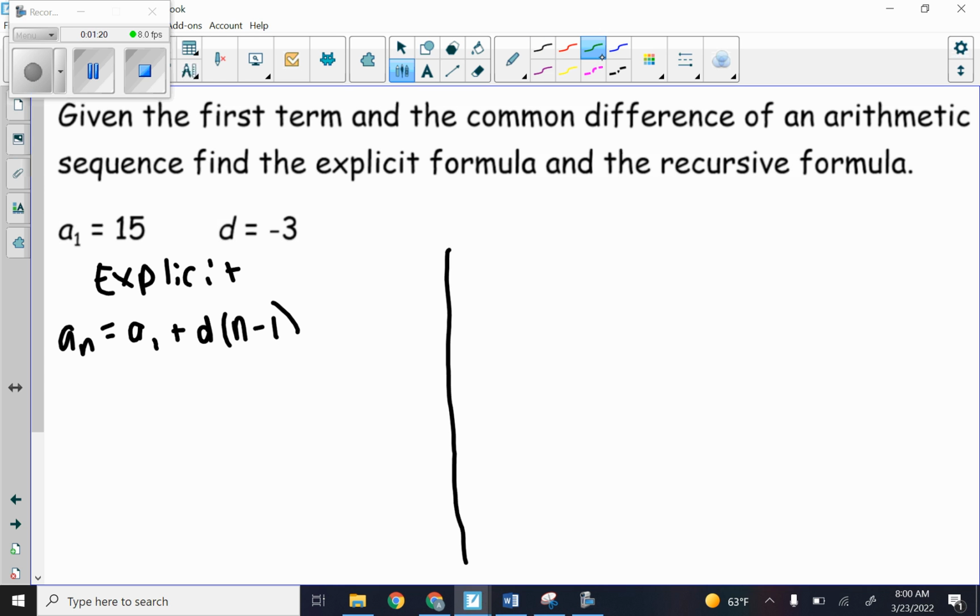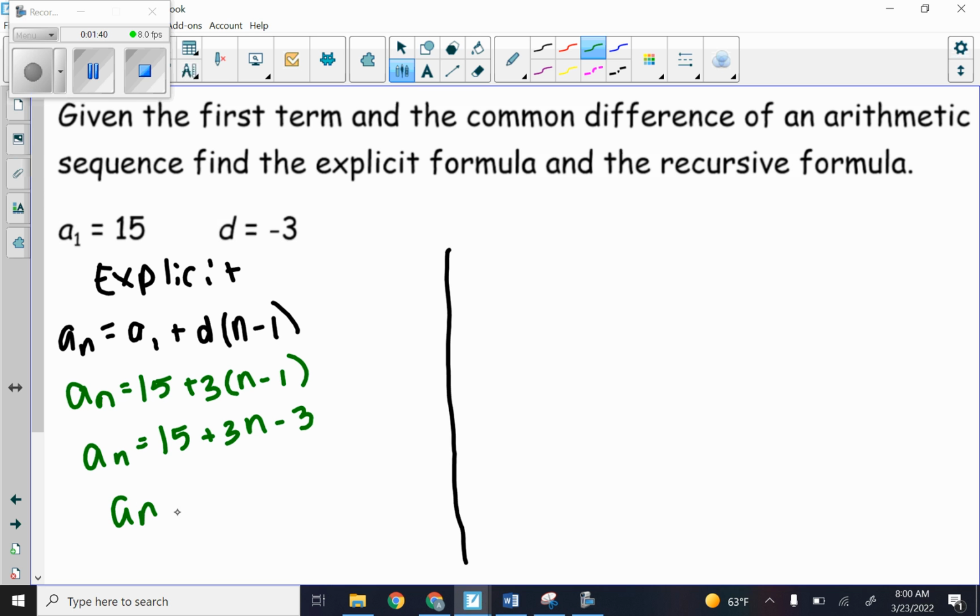So we plug in: a sub n equals 15 plus 3 times n minus 1. 15 plus 3n minus 3. A sub n equals 3n plus 12. So that is our explicit formula.